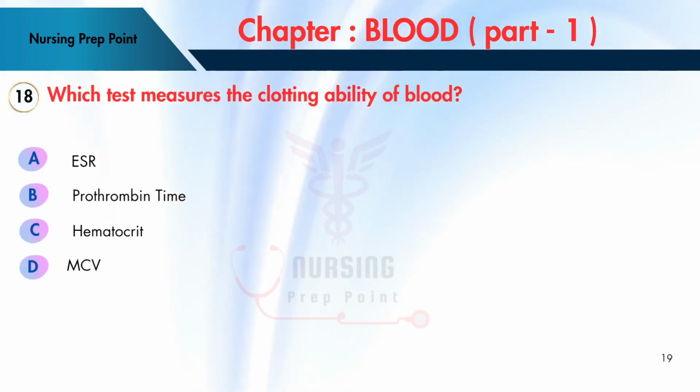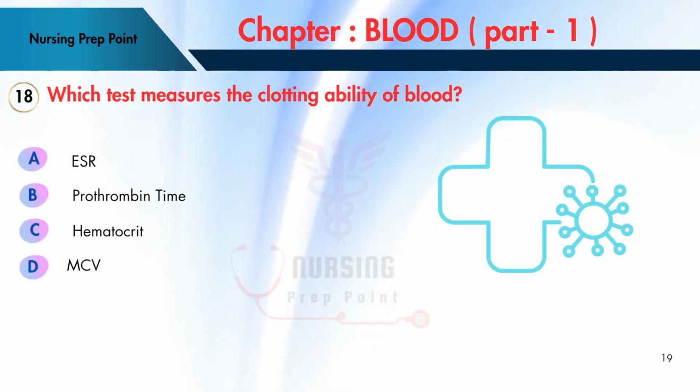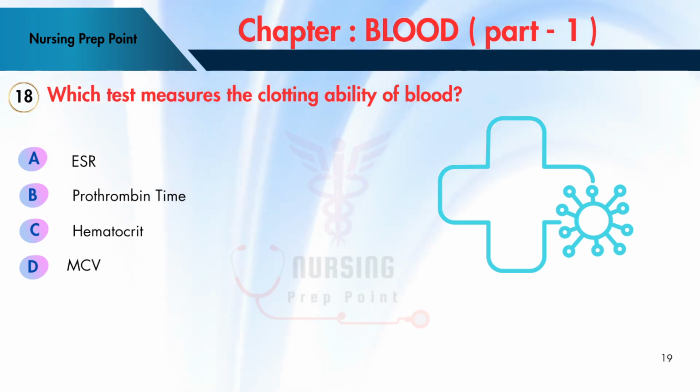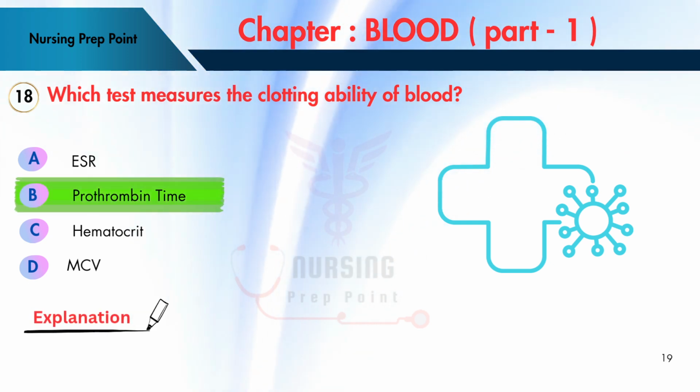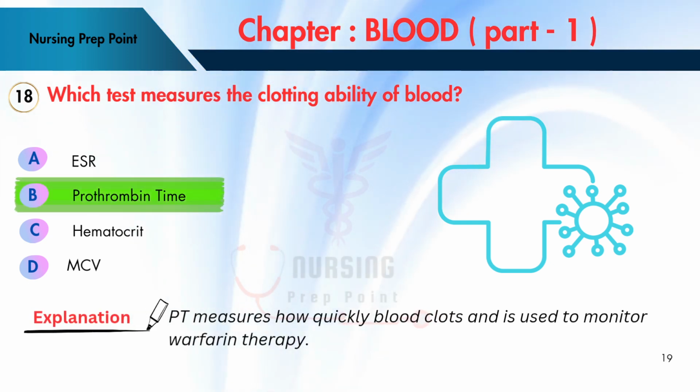Which test measures the clotting ability of blood? Option A, ESR. Option B, prothrombin time. Option C, hematocrit. Or option D, MCV. The correct answer is option B, prothrombin time. Explanation. PT measures how quickly blood clots and is used to monitor warfarin therapy.